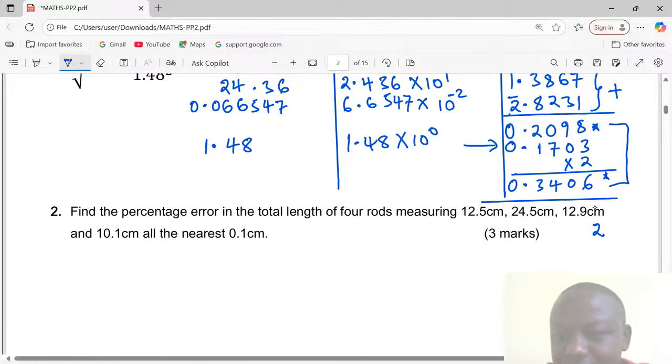9 minus 0 remains a 9. Then something else that we have is a 0 here, minus 4. So we make it a 10 minus 4 to give us 6. Then this became 1, so we borrow 1 from 0, making it 11. 11 minus 3 is 8.